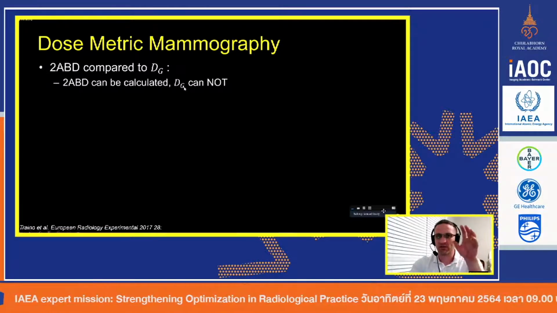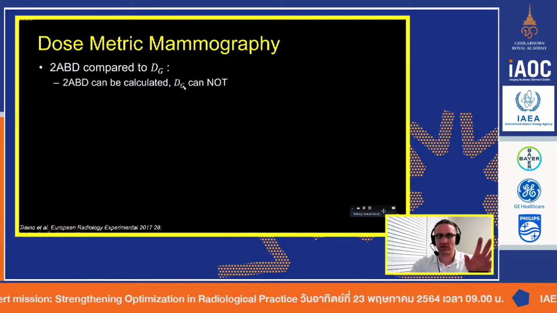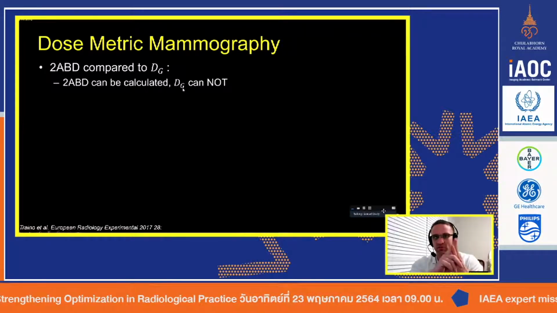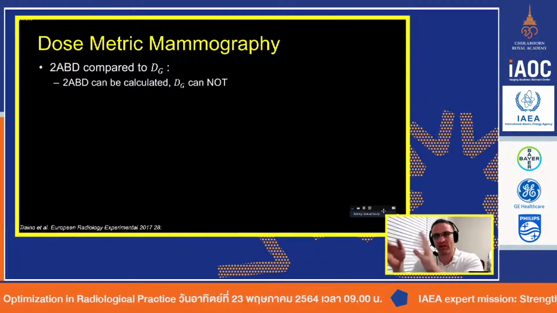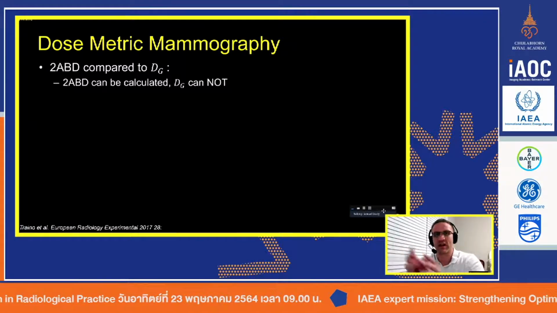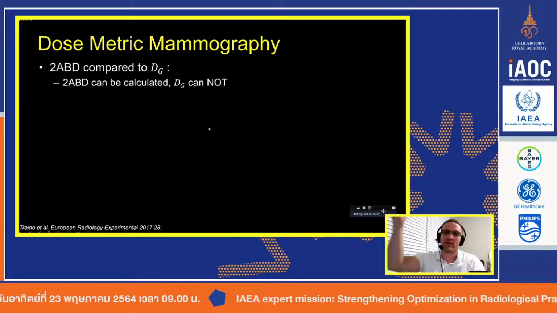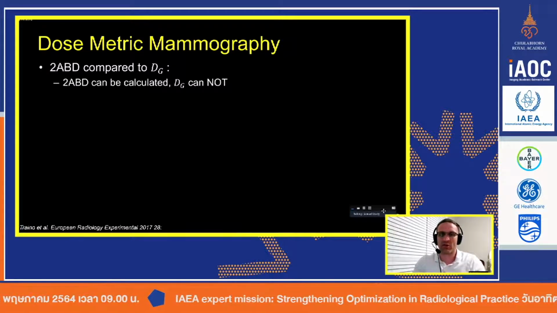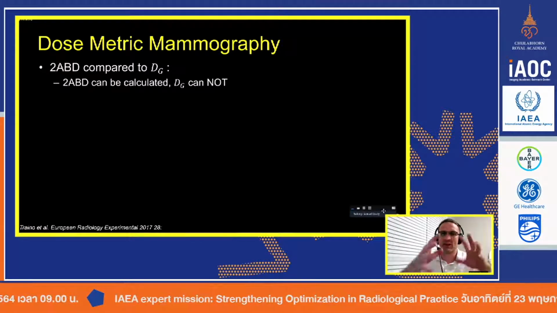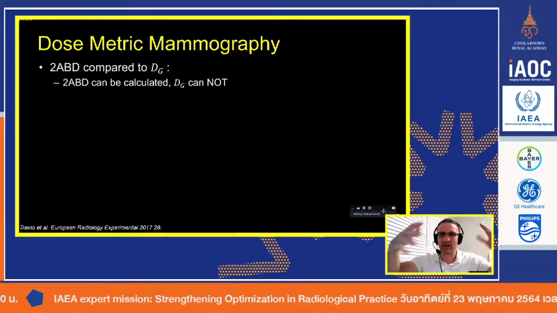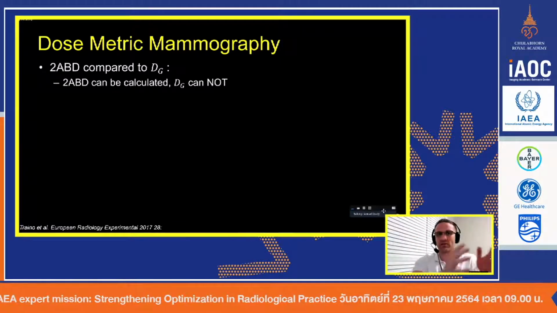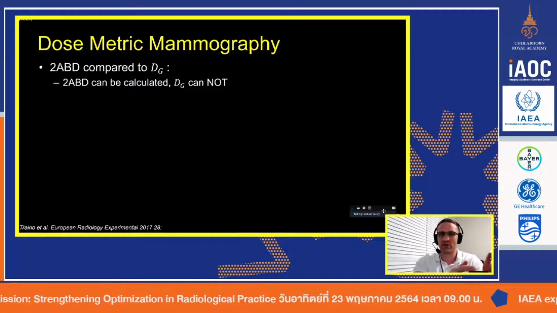D sub G, mean glandular dose, cannot. We still need to make a bunch of assumptions, and we still need all those lookup tables to calculate mean glandular dose. So it's not that efficient. So if we have a lady come in to get her mammogram, she gets the image. The image could then, from the metadata, from the DICOM data, calculate the dose, the average dose of the breast.